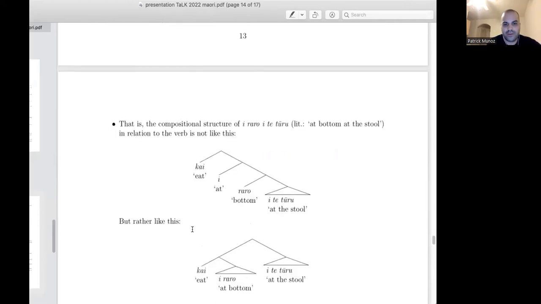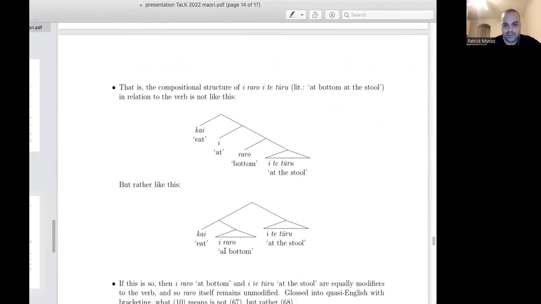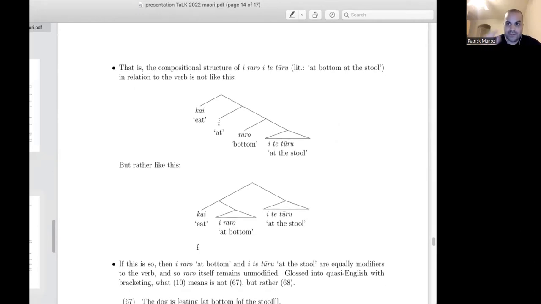So instead of the structure being like this, kai i raro i te turu, eat at bottom at the stool, where raro is modified somehow, however you want to do it, by at the stool, you get something like this. And so what it literally means is eat at bottom at the stool, where bottom just rigidly denotes some location, and then at the stool also modifies eat. So it'd be like saying, I'm giving this talk in my room at my apartment or something, where there's just two flat PPs, but then interpreted together, the most reasonable reading is it's the bottom of the stool, right?